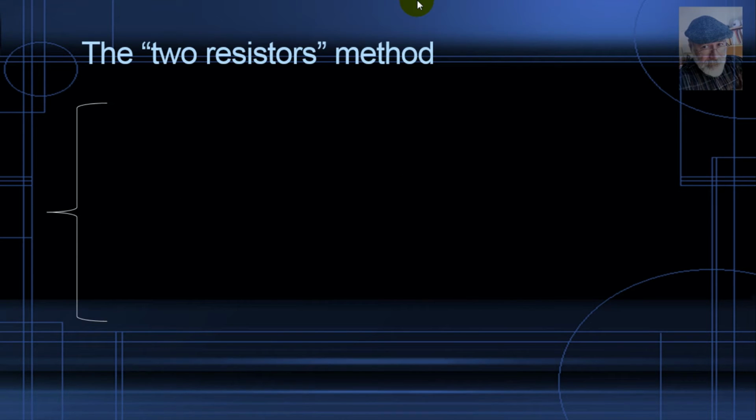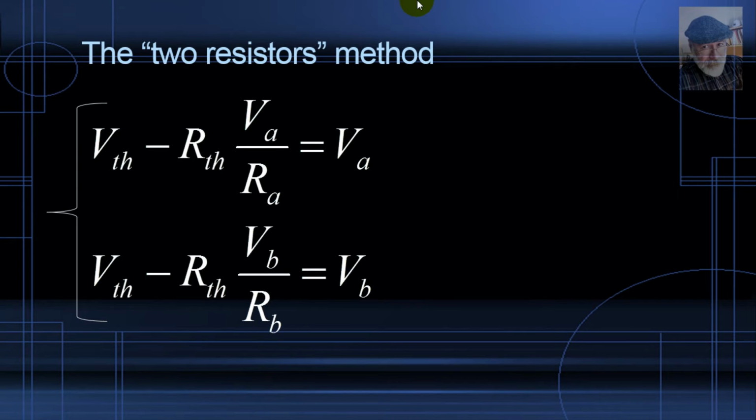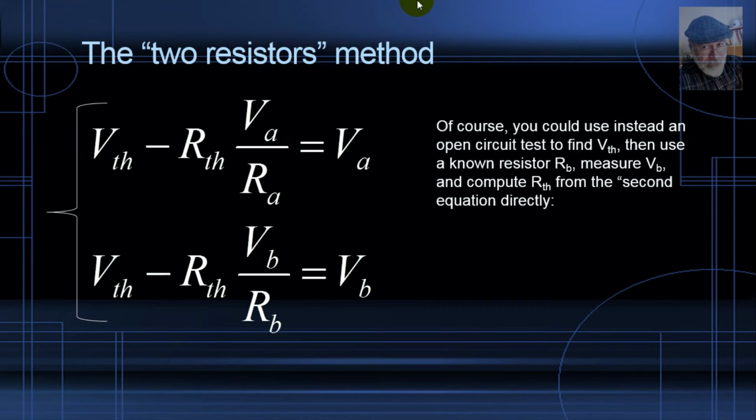Let's write them together. From the first test, Ra, and from the second test, Rb. Two equations and two unknowns, Vth and Rth. Piece of cake. As I said, if we've already done, instead of applying a resistor for the first test, an open circuit test, then we find R Thevenin directly with this simpler formula.